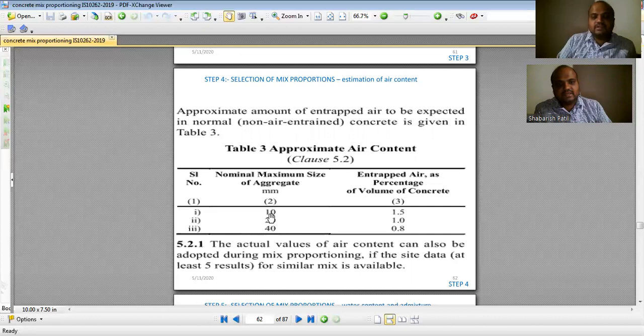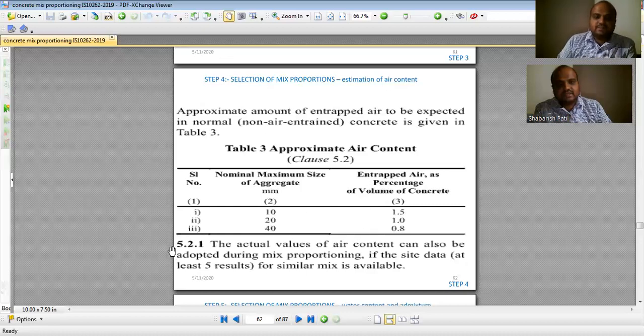for 10 mm size of the coarse aggregate, your approximate entrapped air percentage is 1.5. For 20 mm down, it is 1, and for 40, it is 0.8. If you look at this, as the size of the aggregate increases, your entrapped air content decreases, because the smaller the size of the aggregate, the more is the specific surface of the aggregate. The more the specific surface, the more is the chance for entrapped air in the concrete.